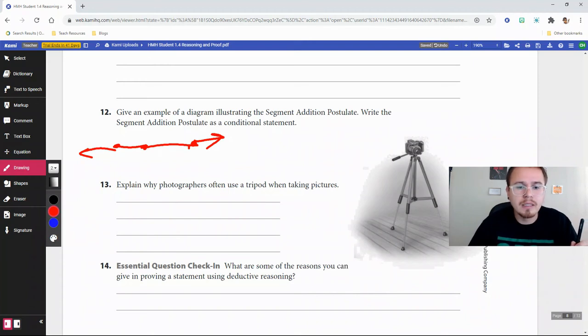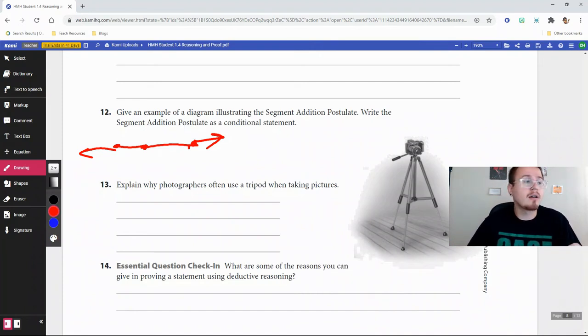Well, if you think about it, they're using 3 what? Non-collinear points, and it makes a plane so that no matter how they adjust, it's going to give them a flat surface for their camera, which is important.